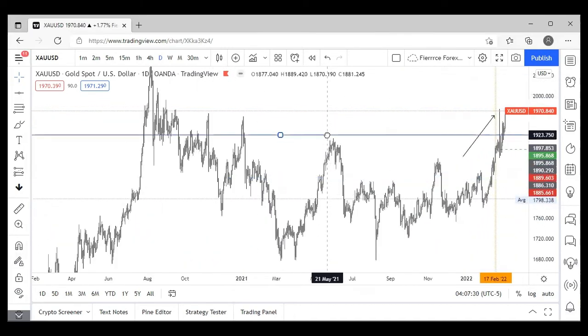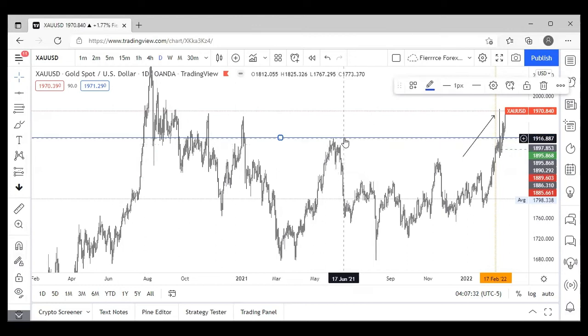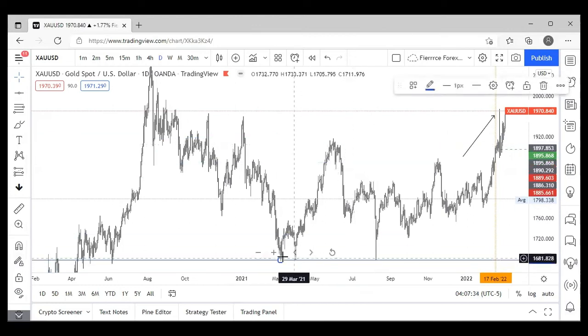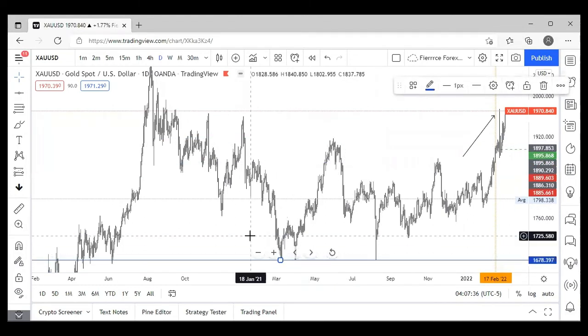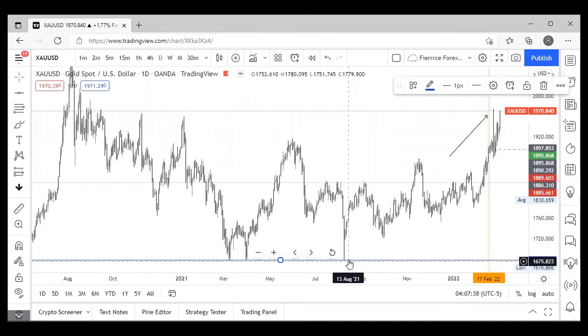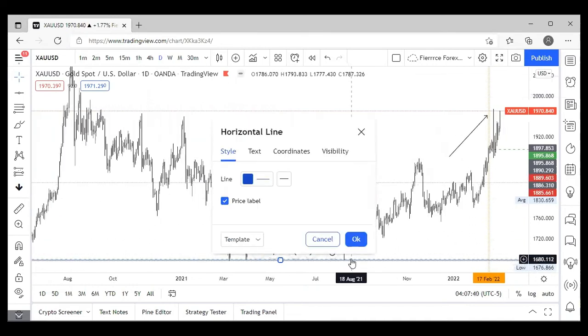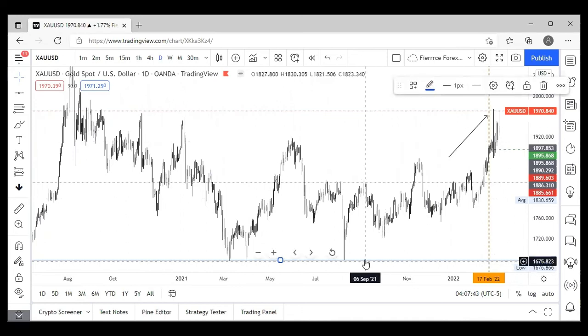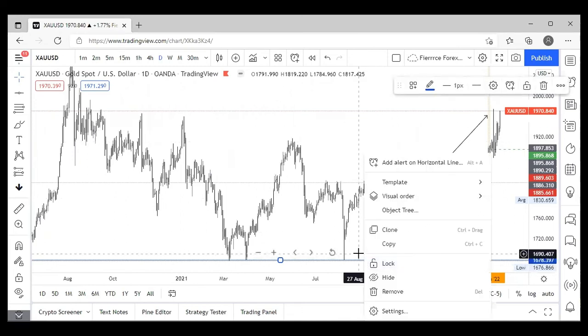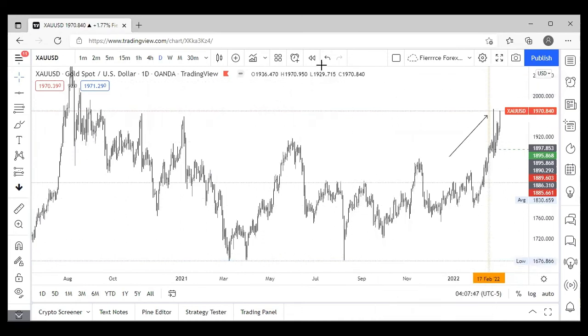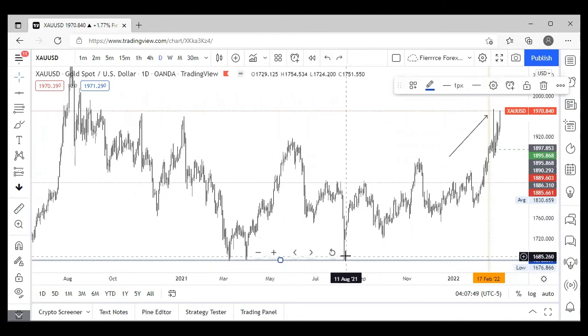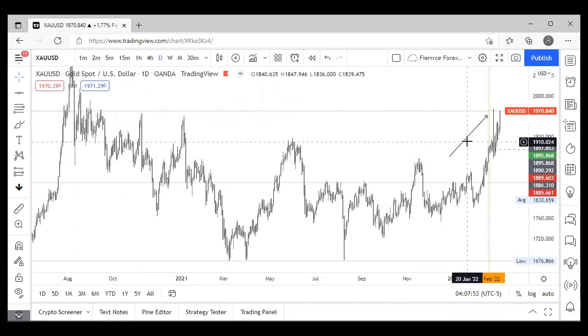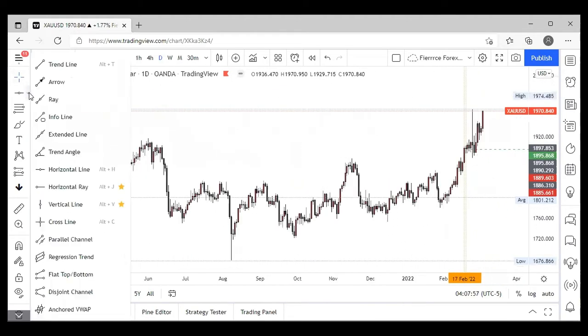If I want to mark my highs, I can see this is a high, or equal lows, this is it. If I want to delete it, I right click on it and delete, remove, or I simply click on it and on my keyboard click delete and it is deleted. So those are the different types of trend lines.